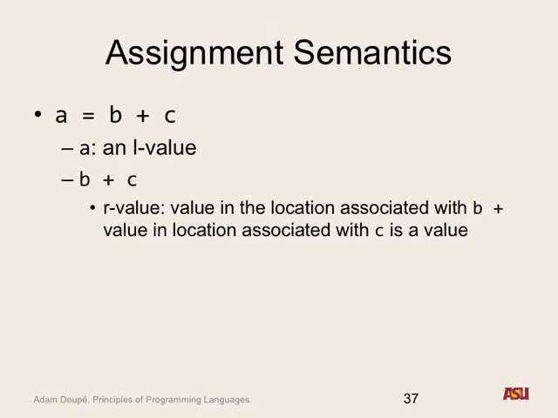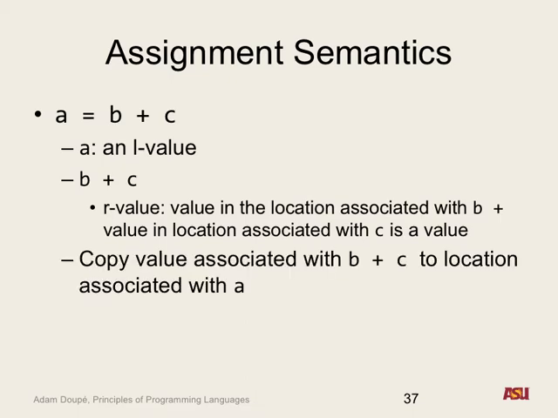So the way to decode this: the R value of B plus C is the value in the location associated with B plus the value in the location associated with C. Adding them together is a value that has no location associated with it. We're doing computation, taking these two things and adding them together. Semantically, what this means is copy the value of B plus C to the location associated with A.